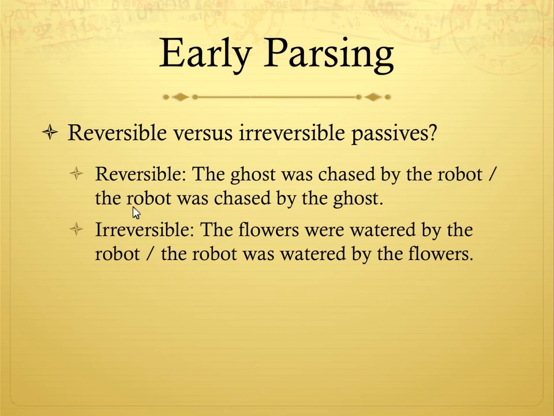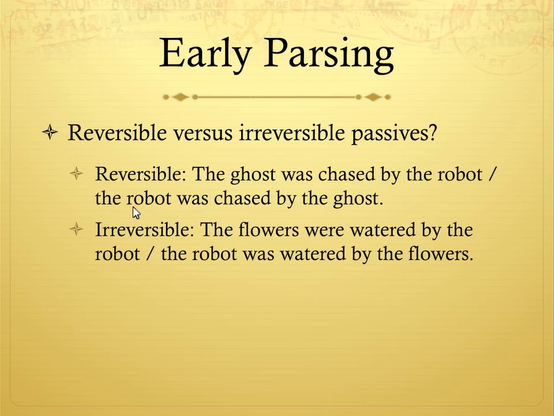So reversible passive voice is where you can reverse the actor and the direct object in the sentence, and it's still grammatically and semantically correct. So "the ghost was chased by the robot" is a sentence that, holding all things relative, is plausible. "The robot was chased by the ghost" is also plausible. So that is a reversible passive voice. I've changed ghost and robot, the nouns in the sentence, and both are still plausible.